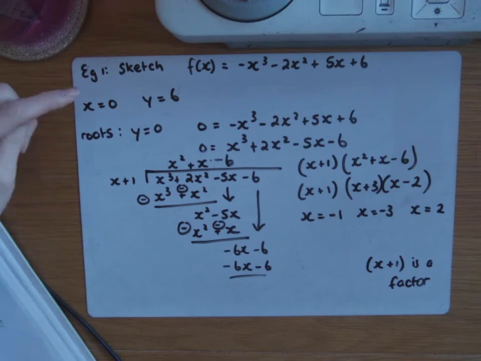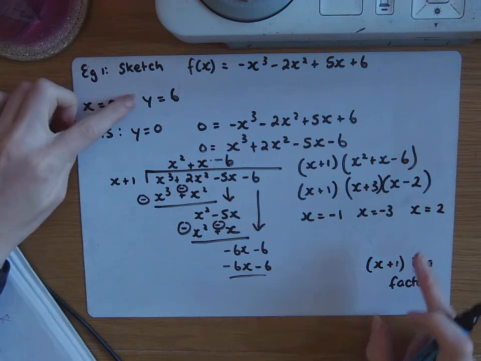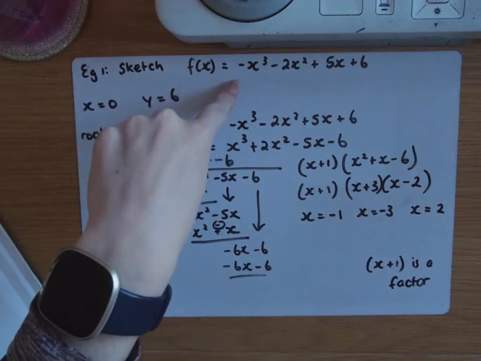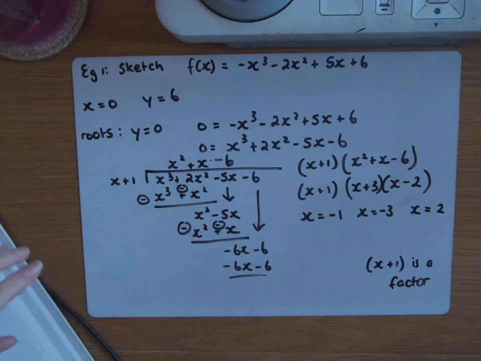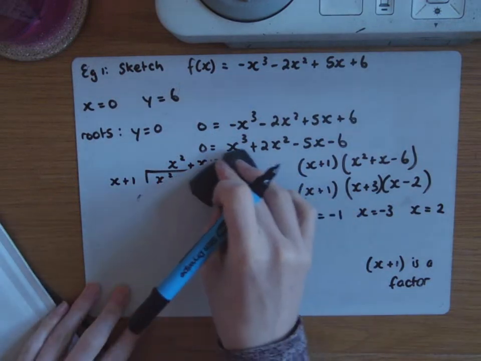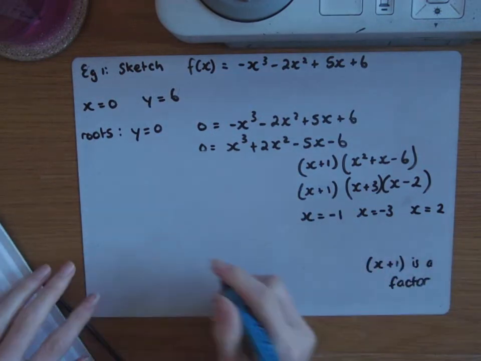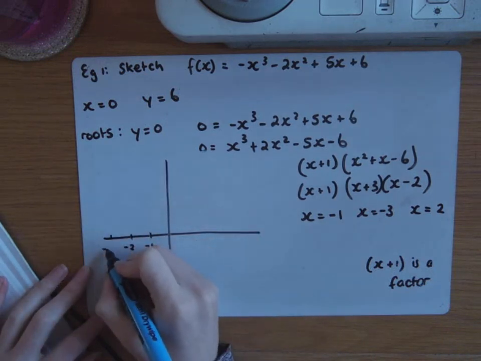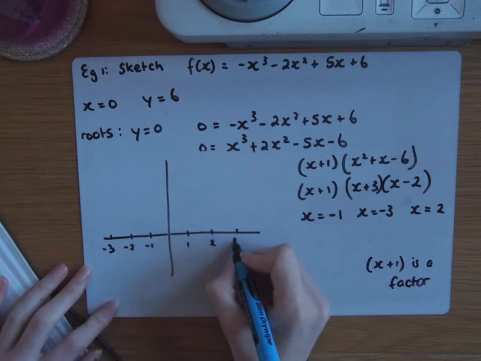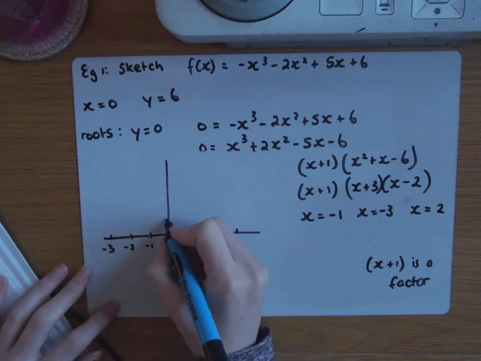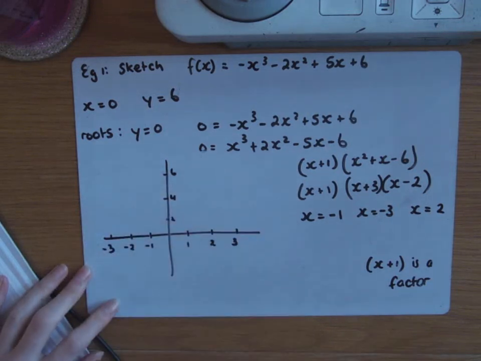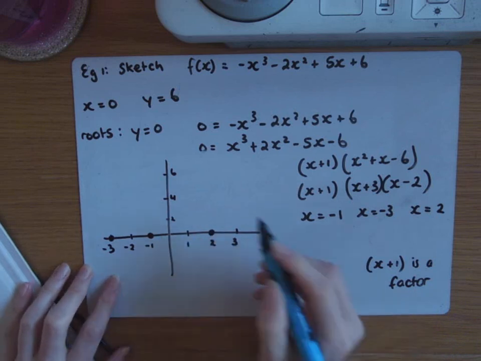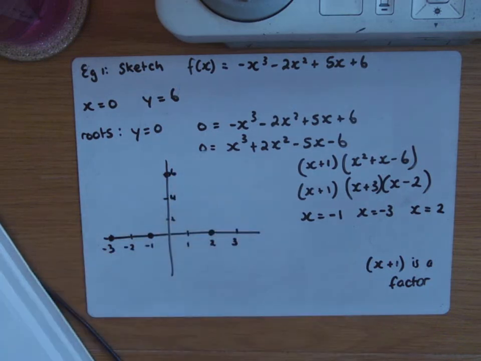Alright, so we now have where it cuts the y-axis, we have where it cuts the x-axis, and we have the shape of it. It's negative, so I know the right side of the graph is frowning. So let's draw this. Just a quick sketch, okay? Minus 3, minus 1, and 2. And 2, 4, 6, okay? Minus 1, minus 3, and 2. And here is my 6.